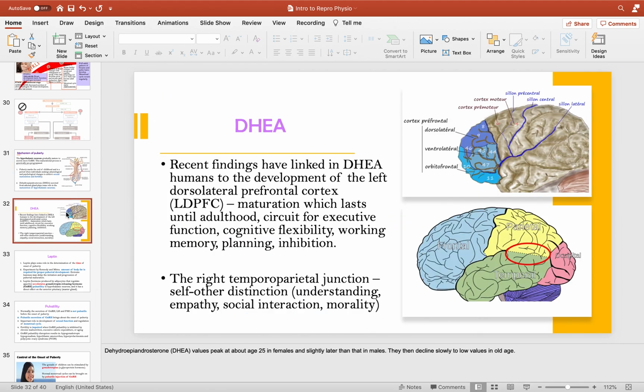Our research findings also found that DHEA influences the development of the left dorsolateral prefrontal cortex and causes maturation which lasts until adulthood. And at the right temporoparietal junction, there is distinction. There is development in understanding, empathy, social interaction, and morality with age.